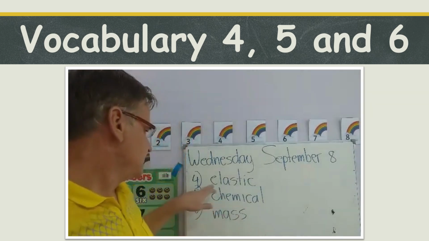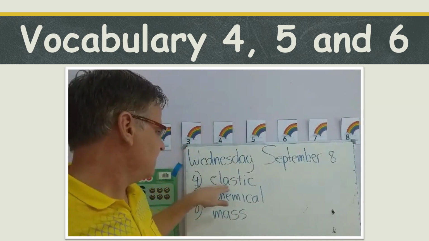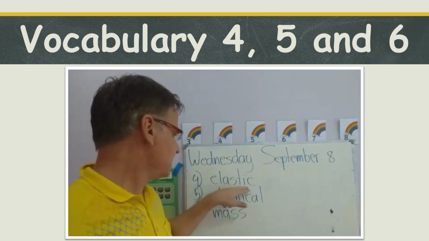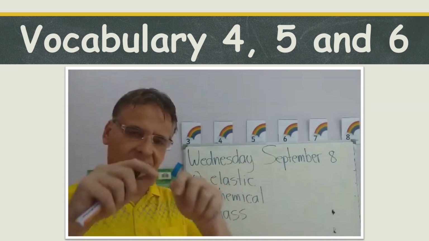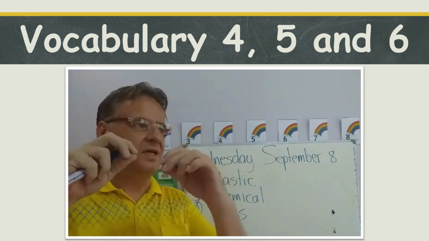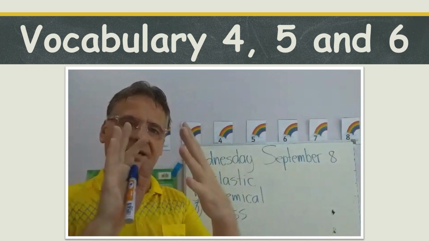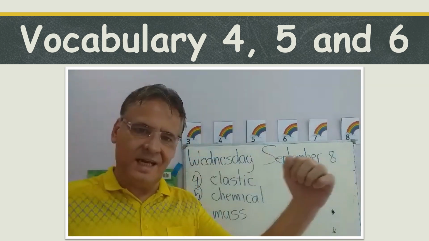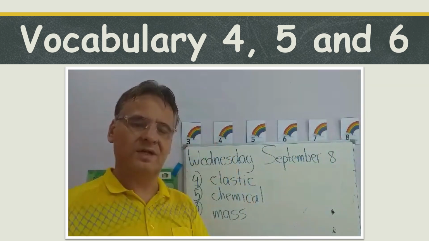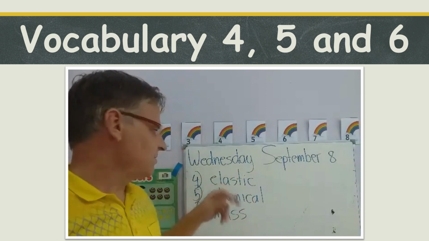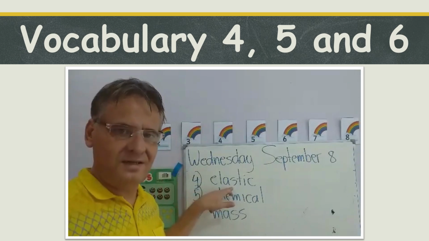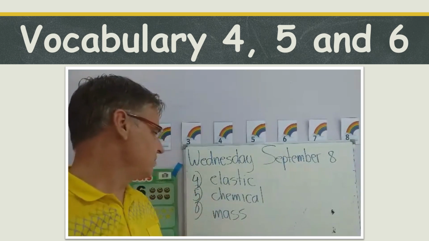Okay, three more. Number 4, elastic. Elastic energy. Remember, the rubber band is made of rubber and it's elastic. Elastic means if you pull it and you let it go, it will go back to its original shape. So elastic means you can stretch it. If you let it go, it will go back to its original shape. So the energy in the rubber band is called elastic potential energy. But we will see that in the book.